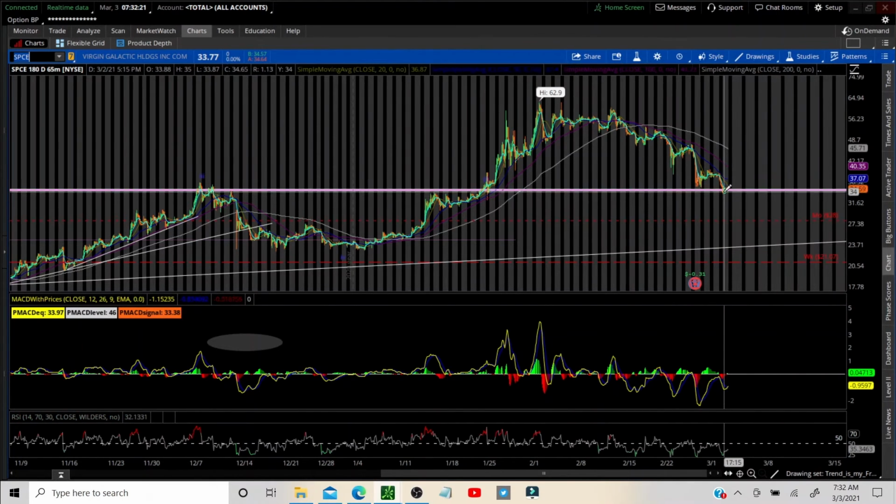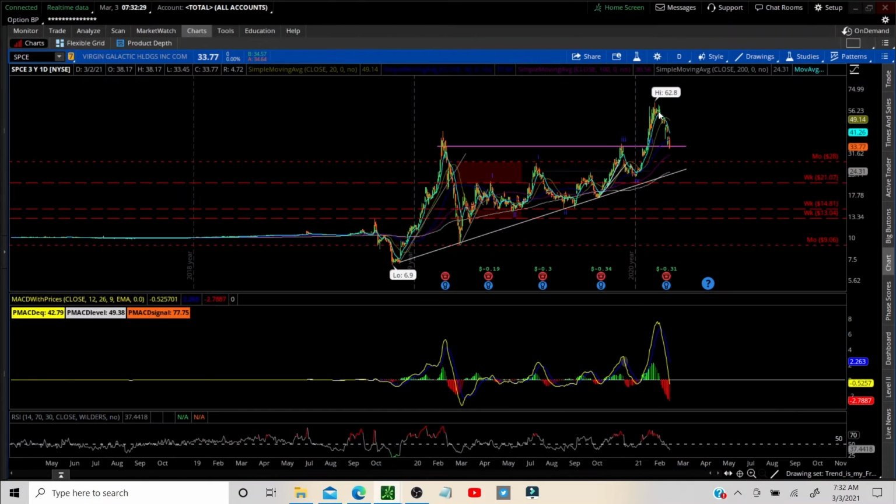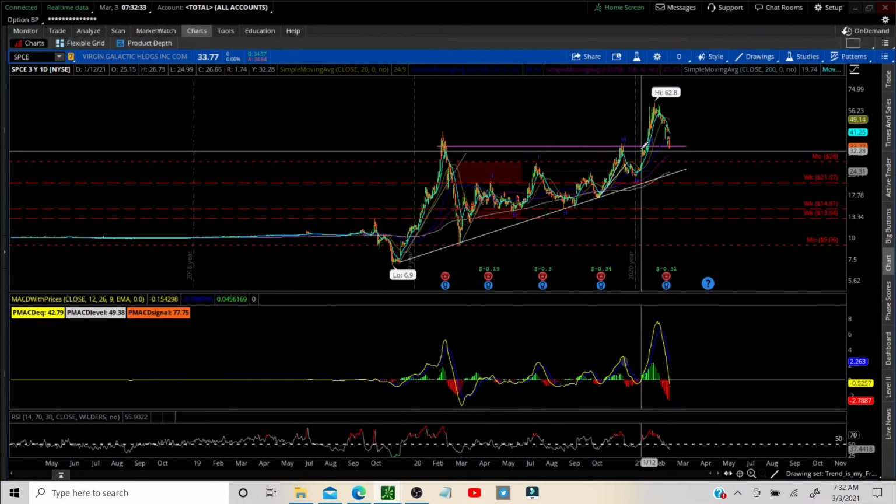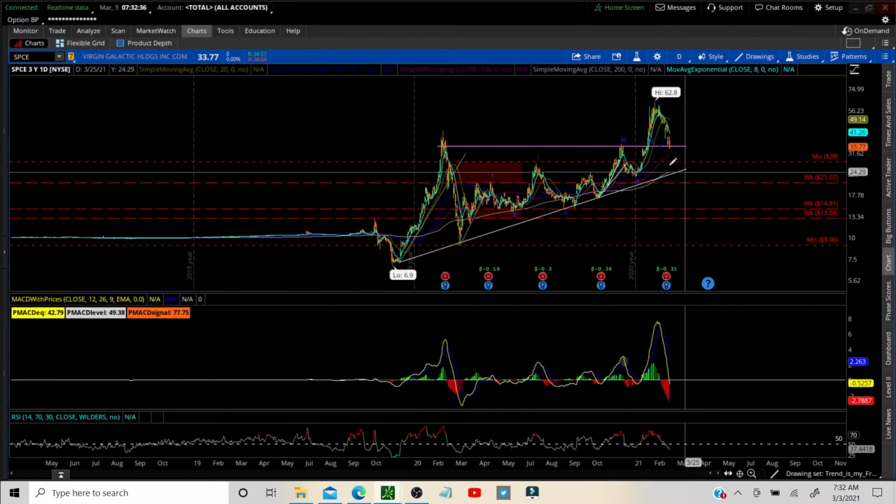Don't catch a falling knife. Let it make a move first because we have other supports as well. This is a major trend line. Let's go up to a higher time frame just so you can see that. You have this big trend line from the breakout of the ascending triangle.